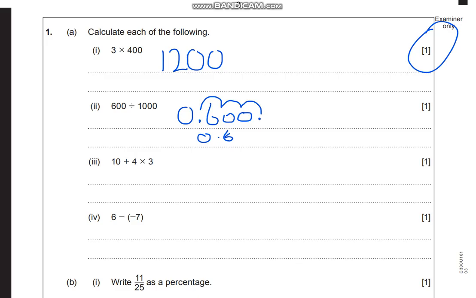Next up, we've got 10 plus 4 times 3. Now for this question, we need to use BIDMAS. And so therefore, using BIDMAS, we do 4 times 3 first, which is 12. So 4 times 3 is 12, and then we've got 10 plus 12. 10 plus 12 equals 22. That gets us the mark.